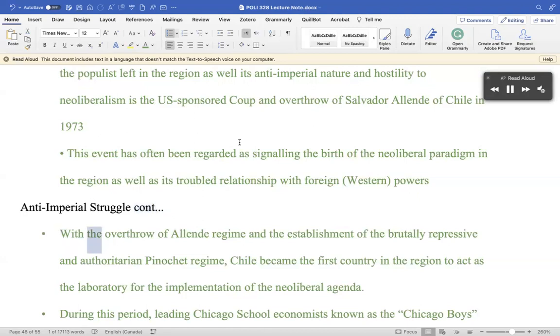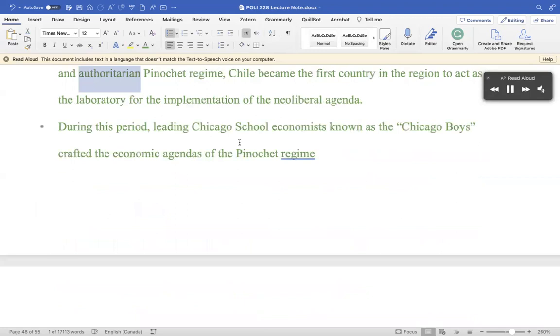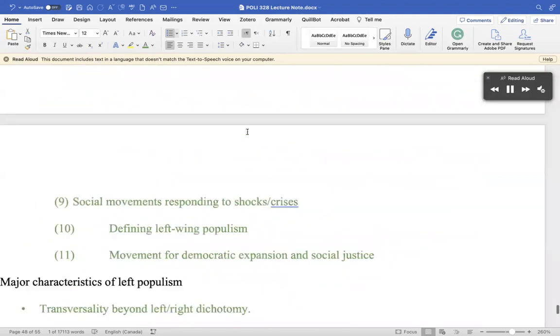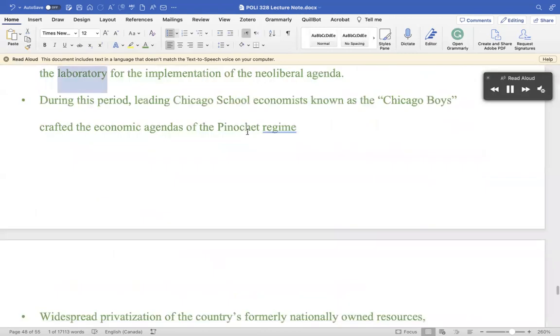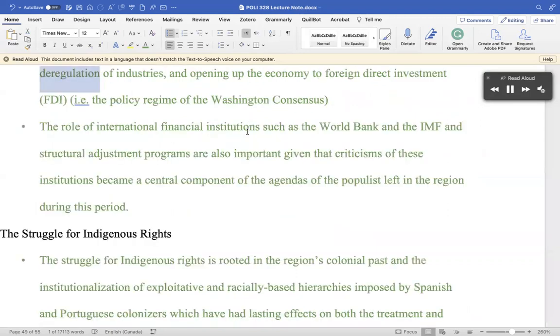Anti-imperial struggle. With the overthrow of the Allende regime and the establishment of the brutally repressive and authoritarian Pinochet regime, Chile became the first country in the region to act as the laboratory for the implementation of the neoliberal agenda. During this period, leading Chicago school economists known as the Chicago Boys crafted the economic agendas of the Pinochet regime. Widespread privatization of the country's formerly nationally owned resources, deregulation of industries, and opening up the economy to foreign direct investment, FDI, i.e. the policy regime of the Washington Consensus.